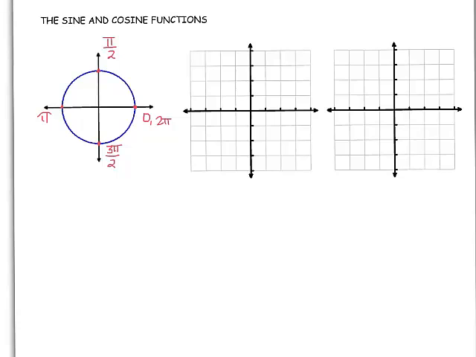Now, of course, you could keep going around and around the circle. So, for example, after 2 pi, you could say 5 pi over 2. Back up here again, and so on and so forth.